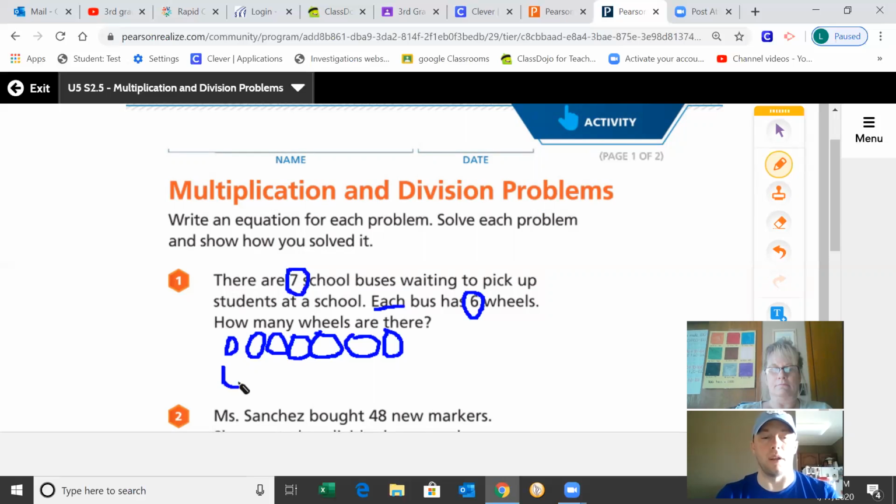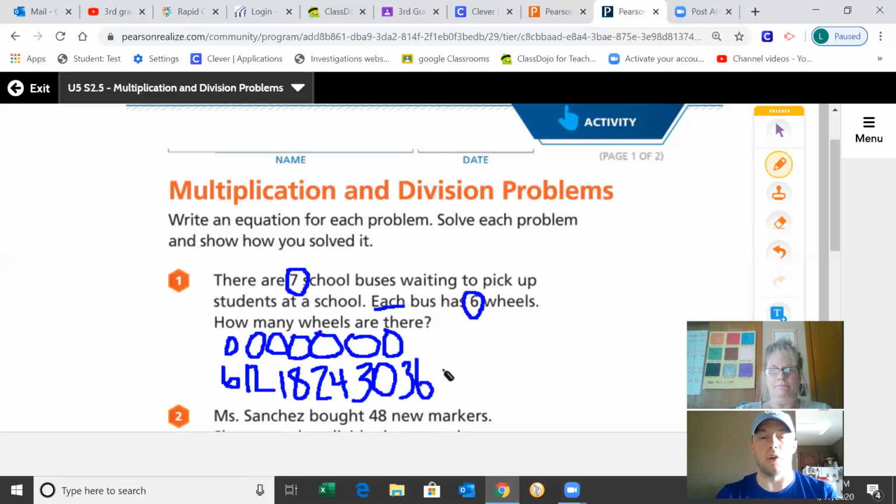So I know the first one is 6. So that means the next one is 6 plus 6 is 12. 12 plus 6 is 18. I know 18 plus 6 is 24. And then the 5th circle will be 30, because I know 5 times 6 is 30. Then we have 30 plus 6 is 36.